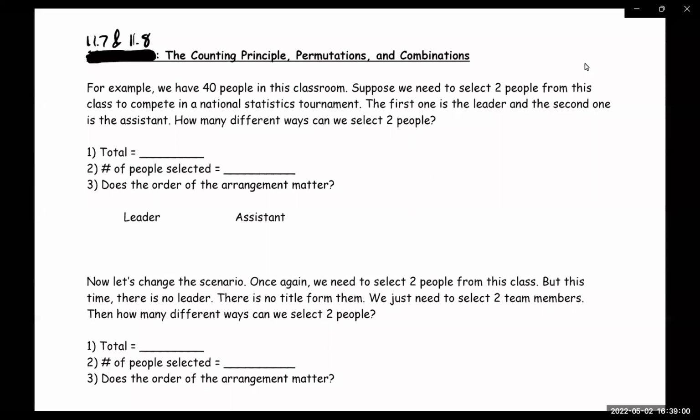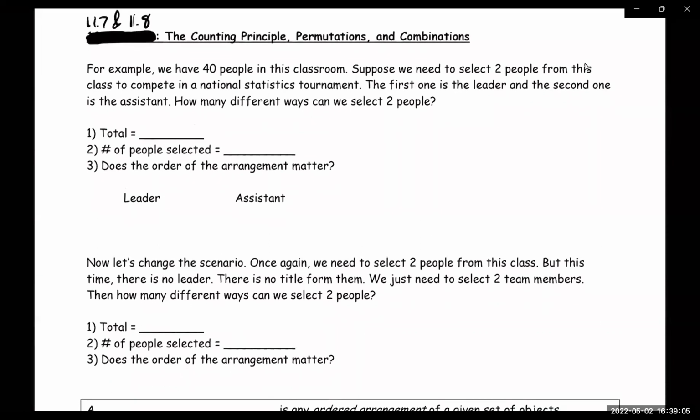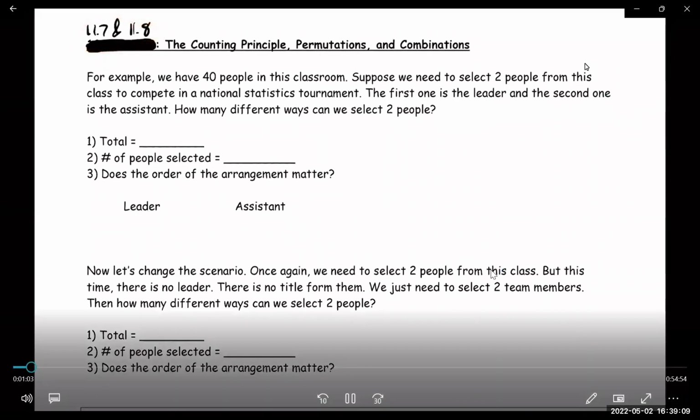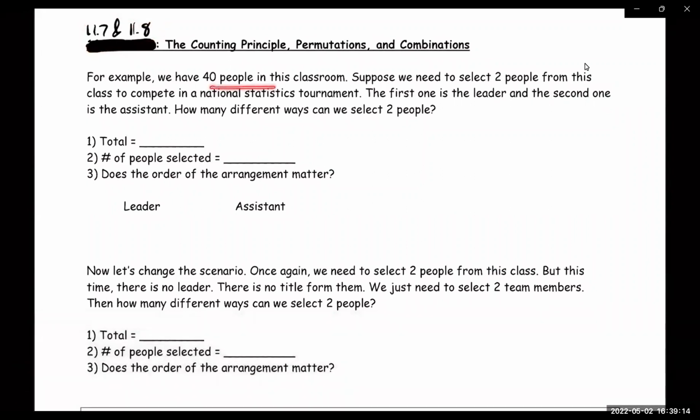All right, no problem. All right, so for the counting principle, permutations and combinations. In this section, we're going to learn how to count different ways to do certain things. For example, if we have 40 people in this classroom, suppose that we need to select 2 people from this class to complete a national statistics tournament. The first one is going to be the leader, and the second one is going to be the assistant. How many different ways can we select 2 people?